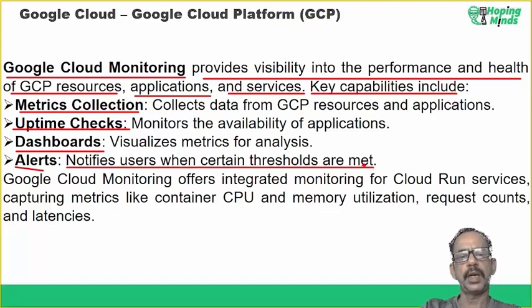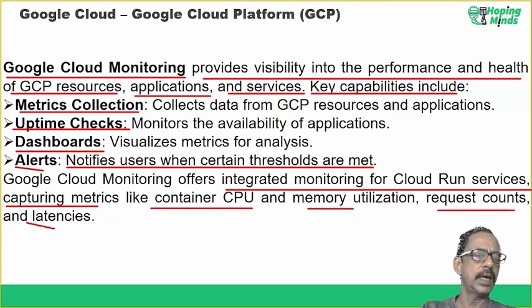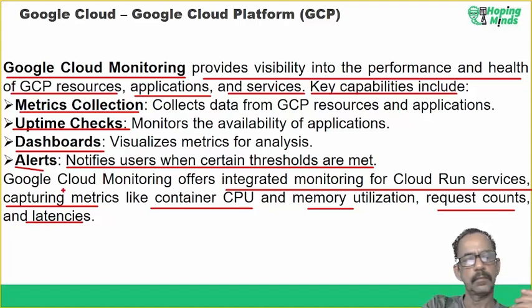So Google Cloud Monitoring offers integrated monitoring for Cloud Run services that can capture metrics like container CPU, memory utilization, request count and latency. Everything it can monitor. Correct?